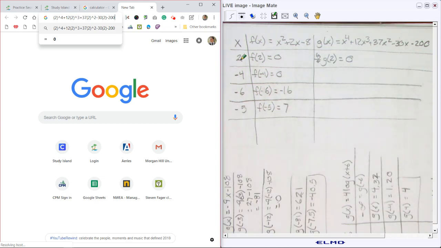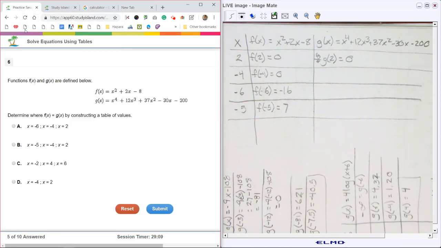So the first one, 2, works. So 2 is a value. When we're looking at our choices, it definitely is A, B, or D. It's not going to be C because it does not have 2 as a value. 2 came out to be 0 for both functions. Let's try negative 4. That was the next one we tried.